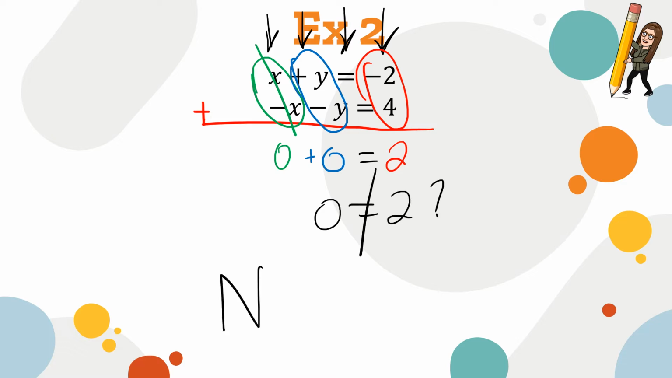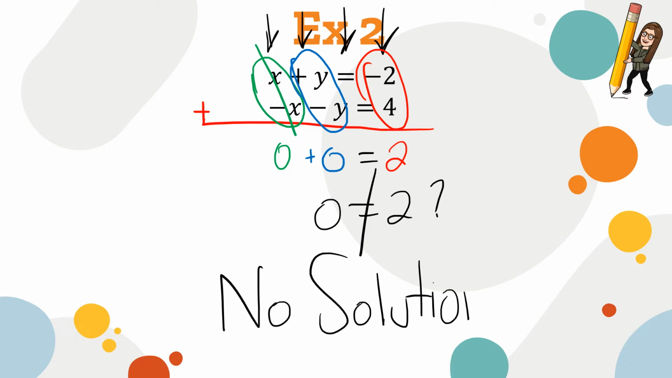No. This is one of our favorites because they're usually faster, right? No solution, meaning there are no numbers in the world that would make those systems of equations equal.